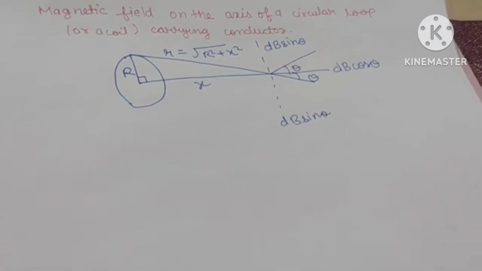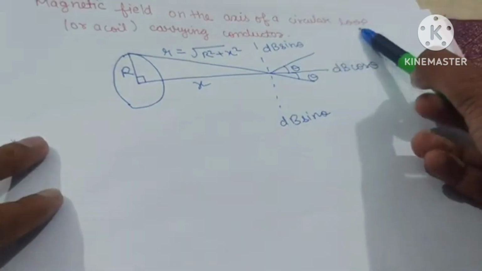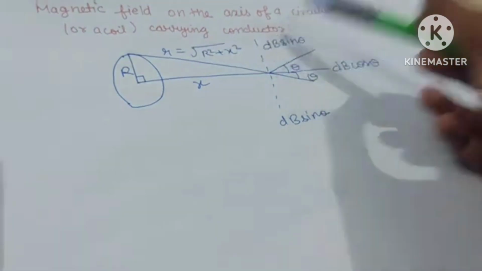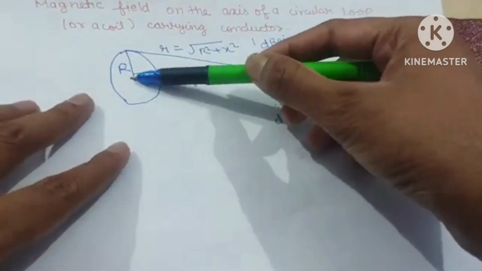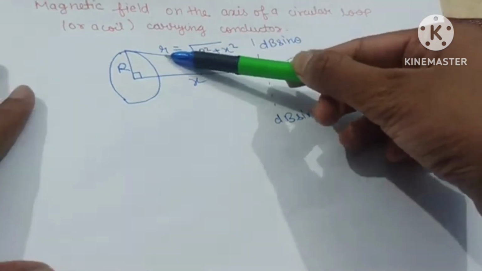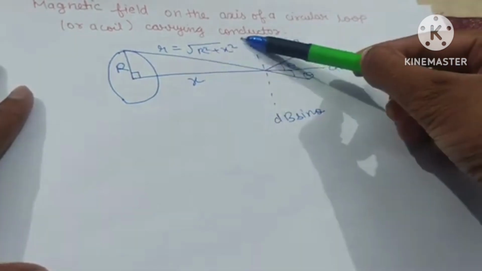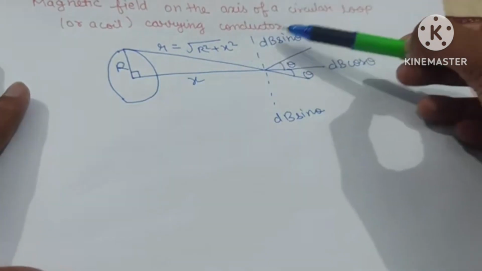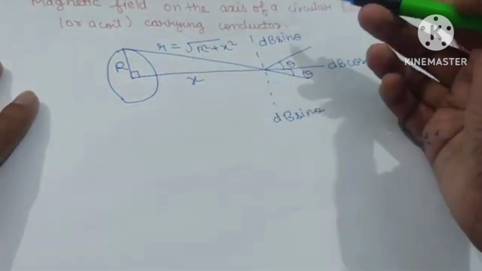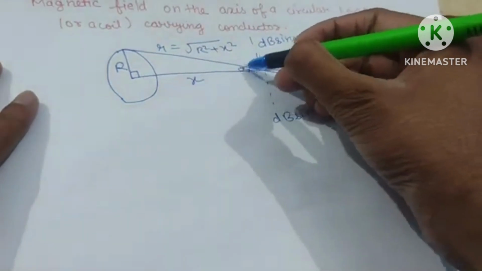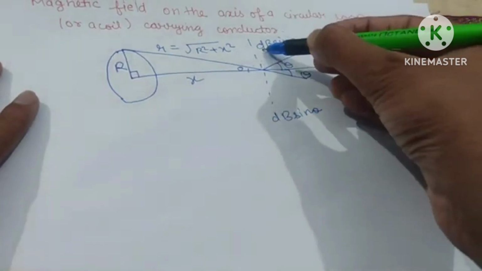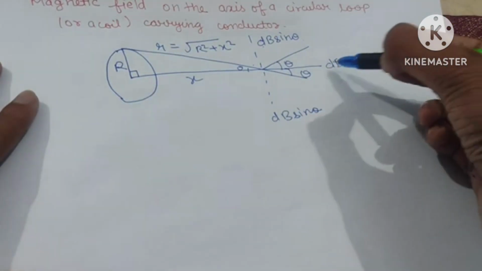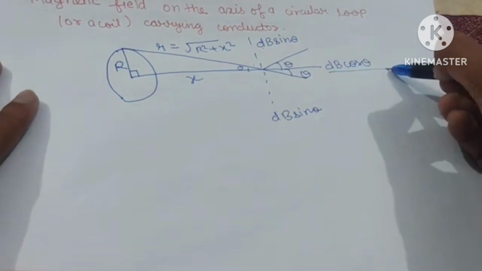Hello friends, today we'll derive the magnetic field on the axis of a circular loop or coil carrying current. So this is a circular loop. It has a radius R, distance x, and hypotenuse small r, which is equal to the square root of R square plus x square. If here is theta, its vertical component will be dB sine theta, and horizontal component will be dB cos theta.